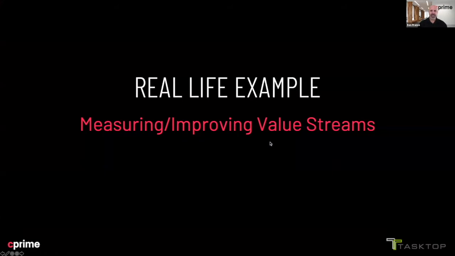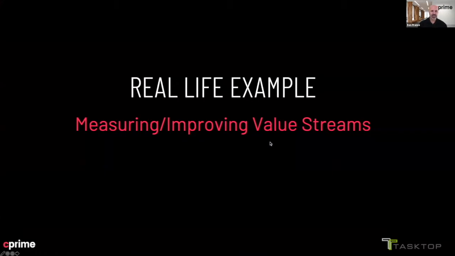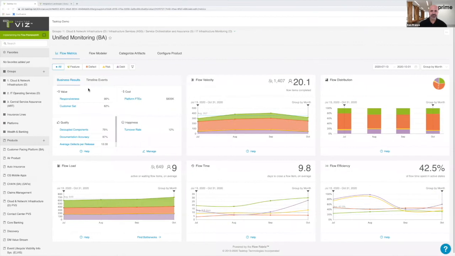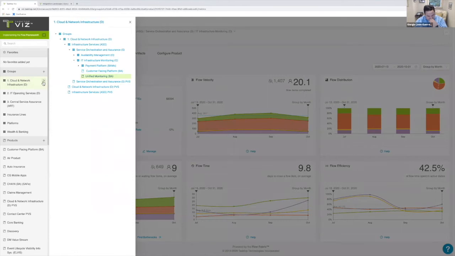So with that, I think we're ready to head into our real-life example of how to measure and improve value streams. So let's jump in. This is actually Tasktop Viz that you see here. Currently we have an organization whose challenge is that they have some good structure built into their organization, an ITIL structure, but the work that they do is also from a SAFe framework perspective, and they need to be able to measure their product value streams from these different frameworks or from these different positions.